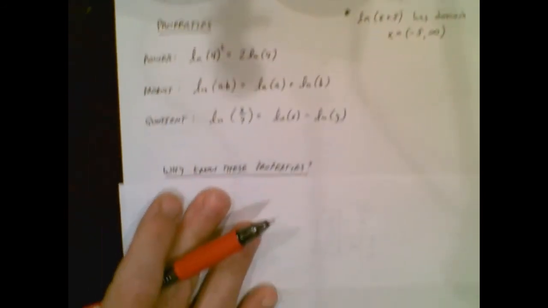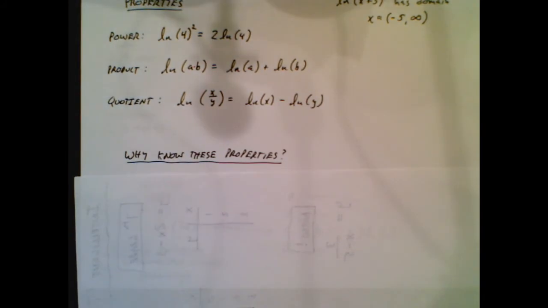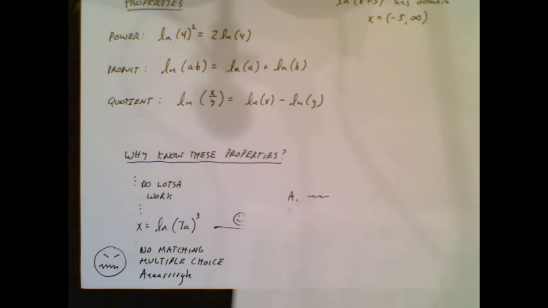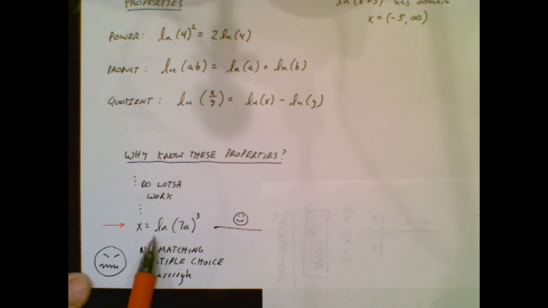So your natural question should be, why would I ever bother learning these 3 properties? Here's why. The AP likes to check your knowledge of properties in a tricky, somewhat underhanded way. So let's say you're working through a problem. I don't have a problem here, but the dots just mean you're doing a bunch of work. And you do a bang-up job, and you end up with natural log of 7a to the 3rd power. You're really happy with yourself until you look at the multiple choice answers and you realize that's not one of the answers. So you think that you've screwed up when in fact you haven't.